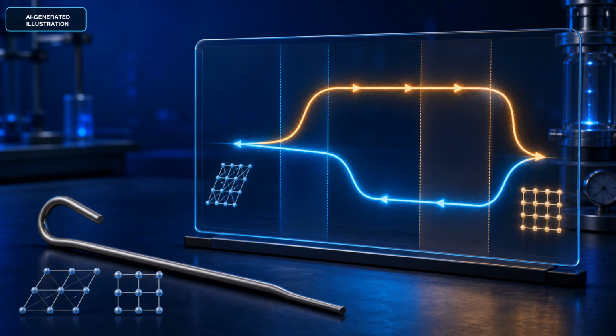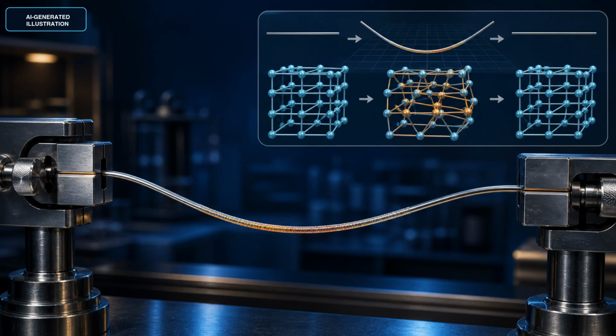Cooling and heating do not cross the same threshold. On cooling, martensite starts at M sub S and finishes at M sub F. On heating, austenite starts at A sub S and finishes at A sub F. The gap between those forward and reverse paths is thermal hysteresis. Its size depends on alloy, processing, stress, and microstructural friction, so there is no universal activation temperature for every memory wire. There is a second use of the same mechanism.